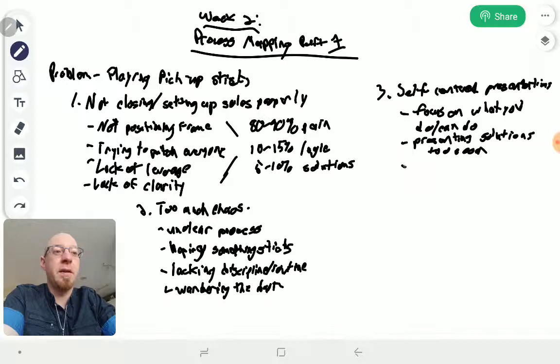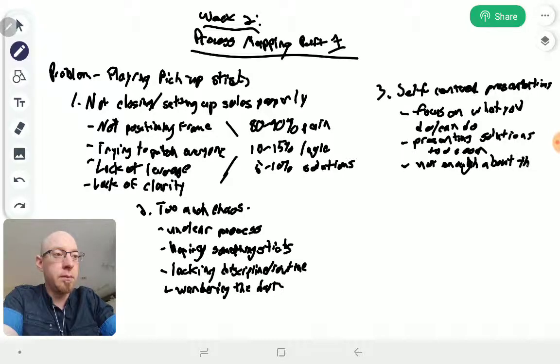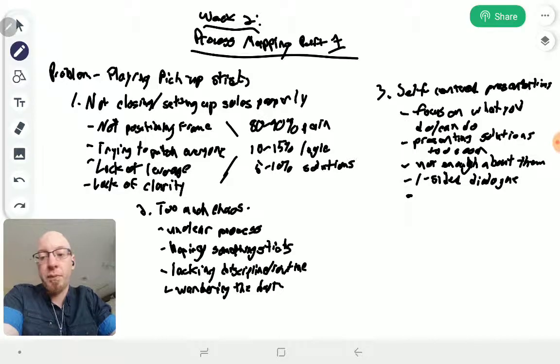What do you know about me? Well, what makes you the authority? See what I'm saying? You see where I'm going here? So, not enough about them. The dialogue is one-sided. Not conversational. You're going to hear me beat that up a lot. Make everything conversational. And ambiguous or unclear messaging.